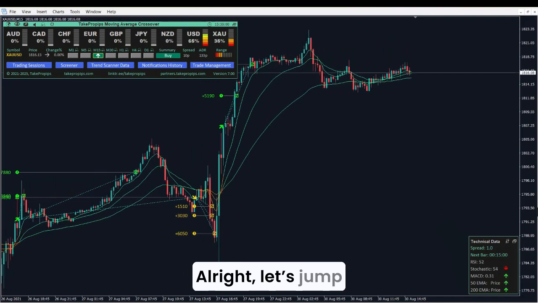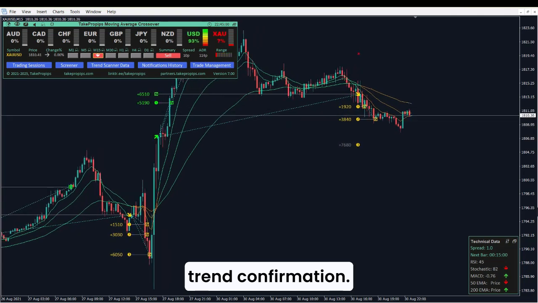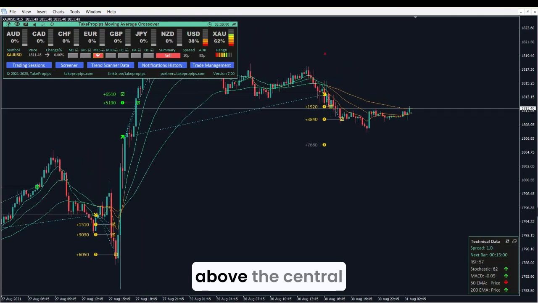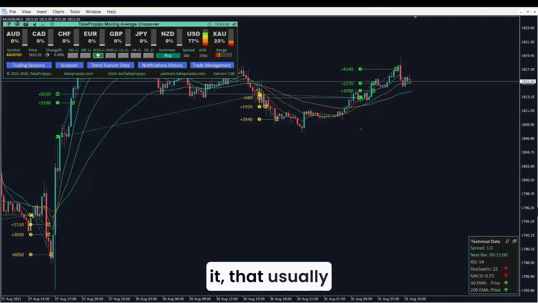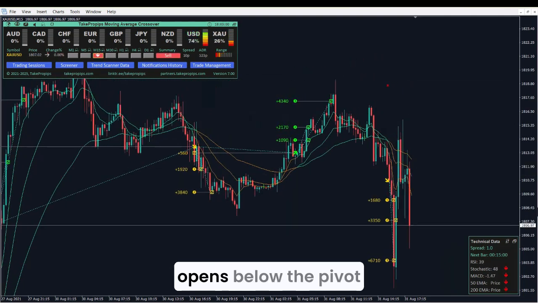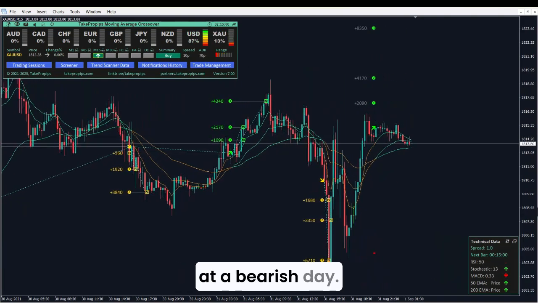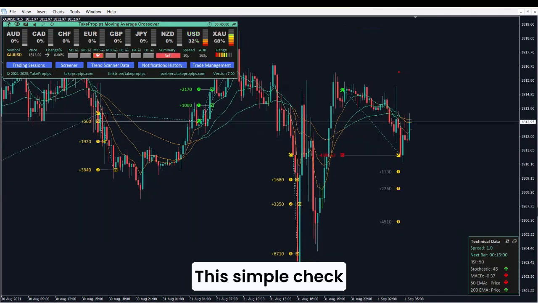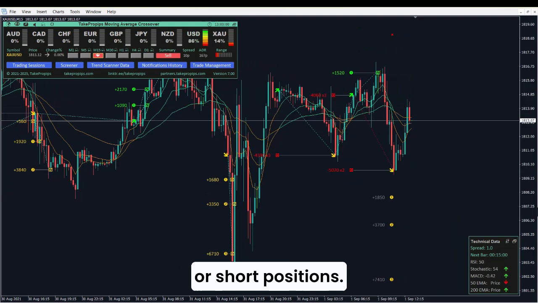All right, let's jump into the first method, using pivot points for trend confirmation. When price opens above the central pivot point for the day, and it stays above it, that usually signals bullish sentiment. On the other hand, if price opens below the pivot and continues to stay there, you're likely looking at a bearish day. This simple check can help confirm whether you should lean toward long or short positions.